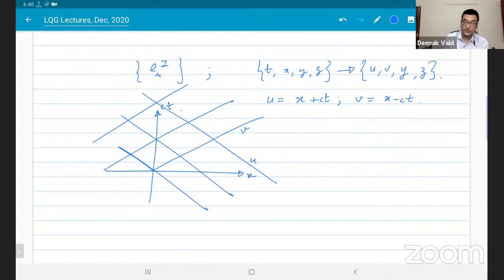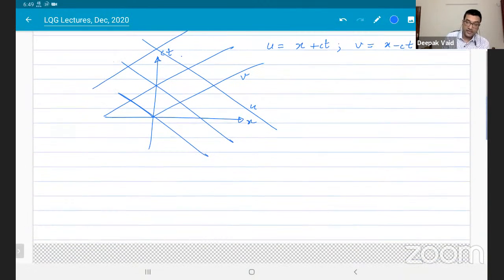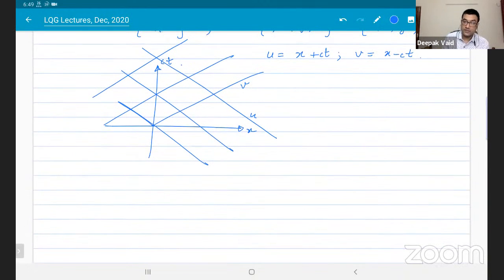These are particularly nice for exploring gravitational waves, for instance, because again, gravitational waves propagate along null directions. And for instance, you have something called the Weyl tensor, and the Weyl tensor can be written in a very compact way in terms of these null tetrads.